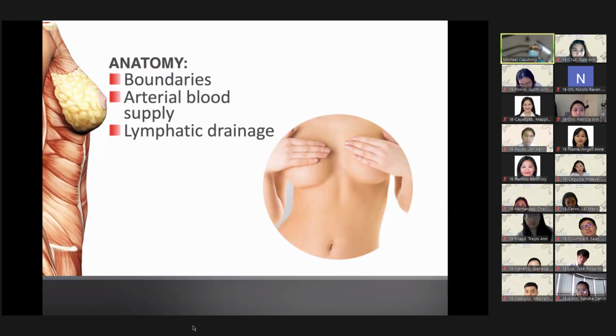Sige. So let's go now to the last portion, which is the breast. When we talk about the breast, we will be talking about its boundaries, the blood supply, and the lymphatic drainage, which is very important, especially when you're dealing with breast pathology. And I'm referring to breast cancer as the most common breast pathology that we encounter.